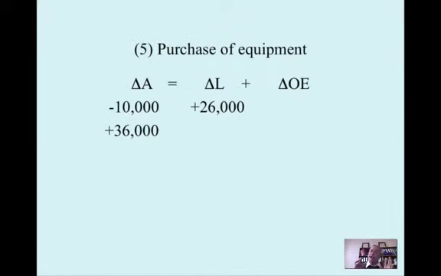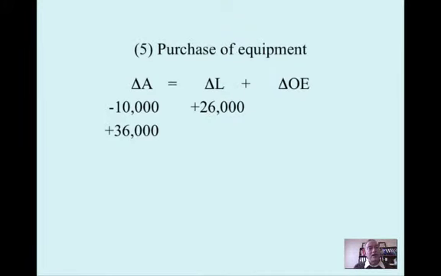And if you think of the accounting equation on the left-hand side, well, we increased equipment by 36, decreased cash by 10, have a net increase in assets of 26,000, and on the right, a net increase in liabilities of 26,000. So all told, the accounting equation remains in check.